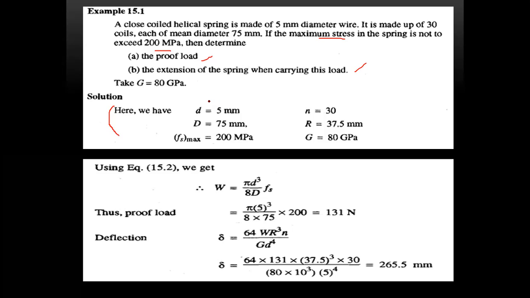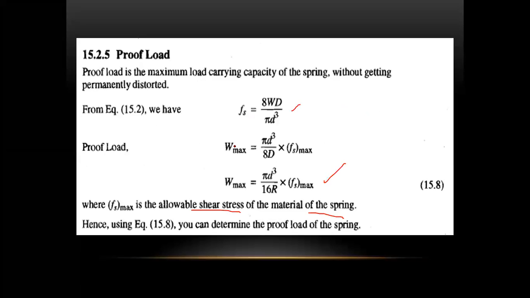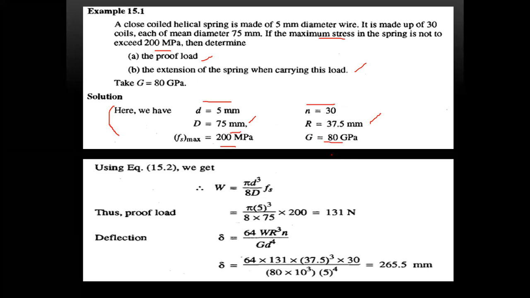Now see the given data: d is equal to 5 mm, D is equal to 75 mm, N is equal to 30, R is equal to 37.5, half because half. G is equal to 80 GPa and the maximum stress is equal to 200 MPa. So from this proof formula, what is the proof formula? This one: W is equal to pi d cube by 8D into Fs. Therefore, the proof load is equal to pi into 5 cube divided by 8 into 75 into 200. So the value is 131 Newton.